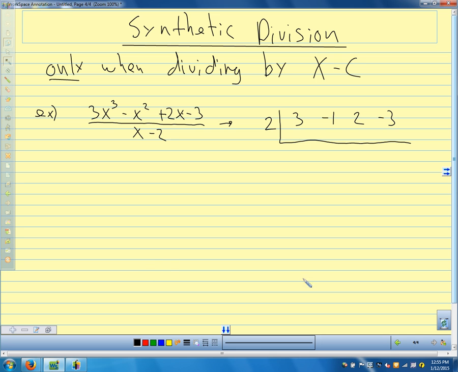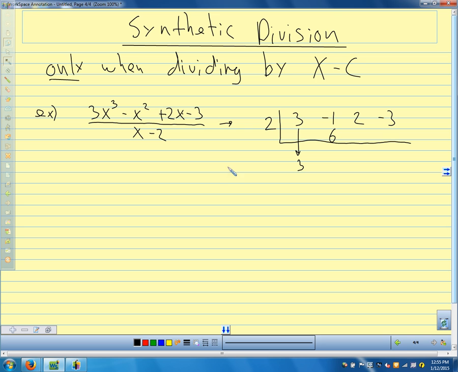And then what I do is I bring this first number down. I multiply. 2 times 3 is 6. Write that there. These numbers I add. So when we're doing synthetic division, all we have to do is multiply and add. Yes?